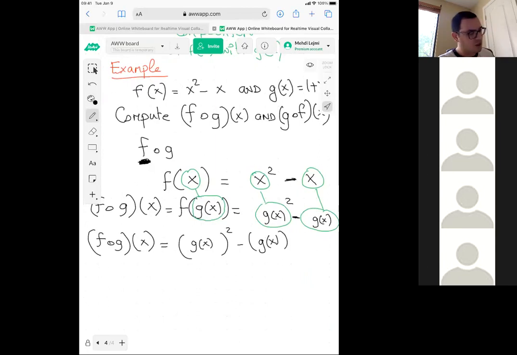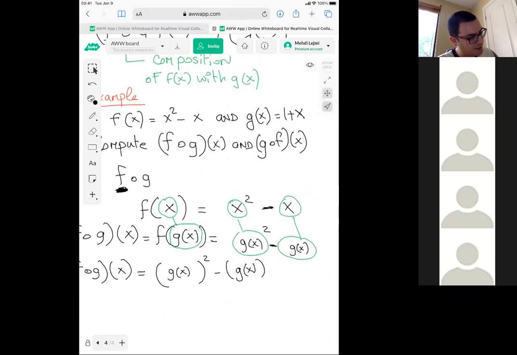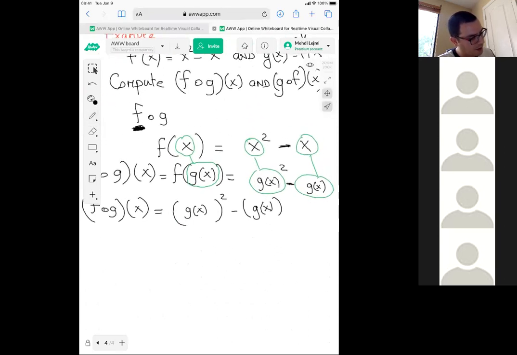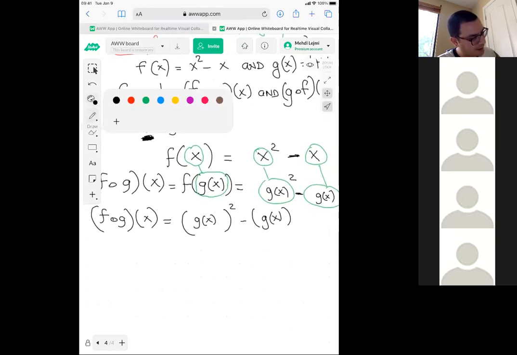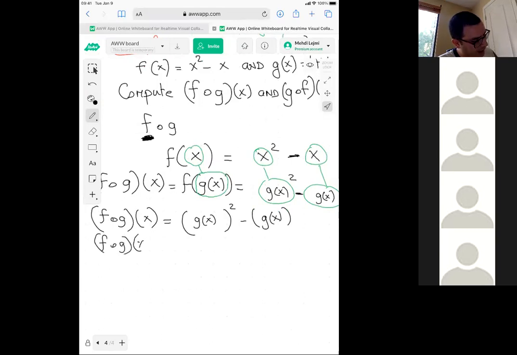Now, what's g of x? We said g of x is 1 plus x, right? Here's my g of x, it's 1 plus x. So let's just replace g of x with 1 plus x. So here we're going to have f composed with g of x. So we're going to have 1 plus x squared minus 1 plus x.